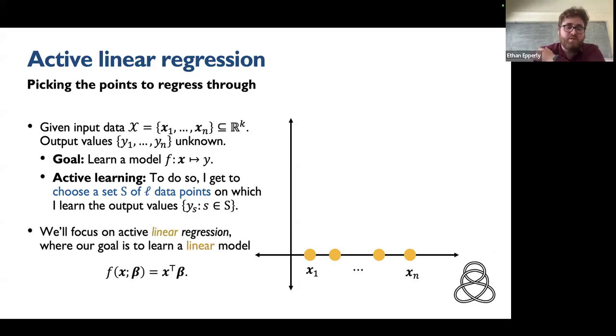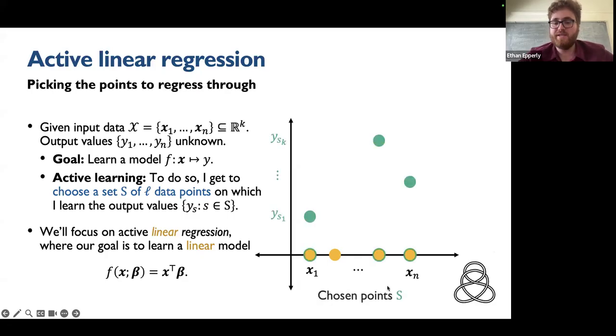Now, for this talk, I'm going to focus on active linear regression, where our goal is to learn a linear model. So here, F is parameterized by a set of coefficients beta, and the model evaluated at X is just X transpose times beta. So on the right, I've got a little cartoon of what this looks like. I begin, I only see the data points X1 through Xn. I don't have any labels. And so I have to pick some chosen points S, which I've indicated by enclosing them in a green circle.